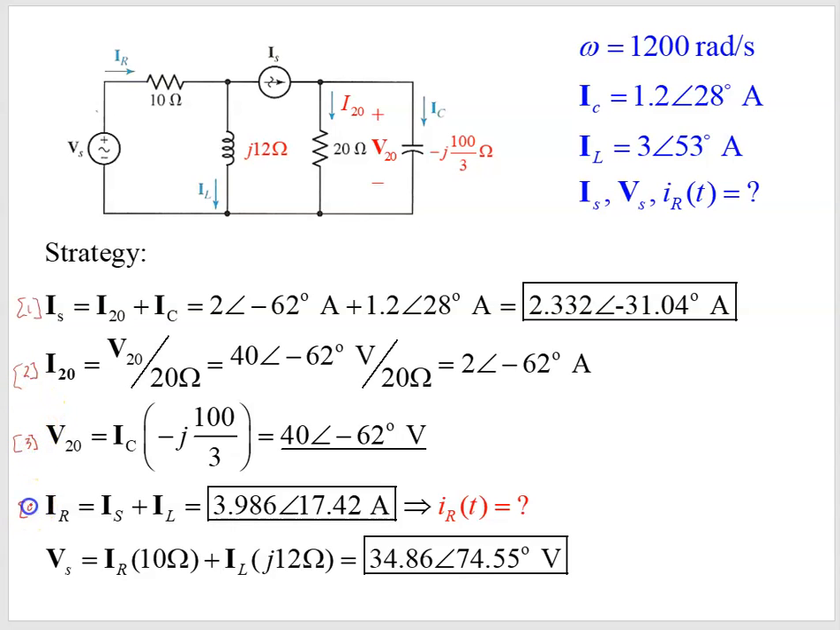Number our equations 1, 2, 3, 4, 5, but we came up with our strategy by starting to do a KCL at this node B and then working back on the KCL at node A. But we finally did have to do a KVL to get this voltage.